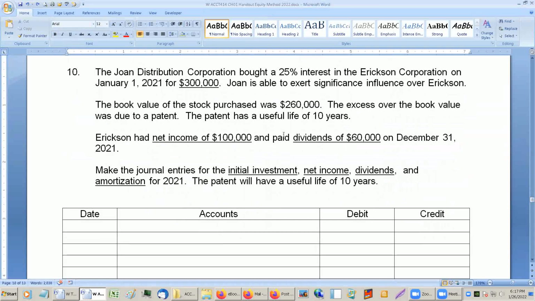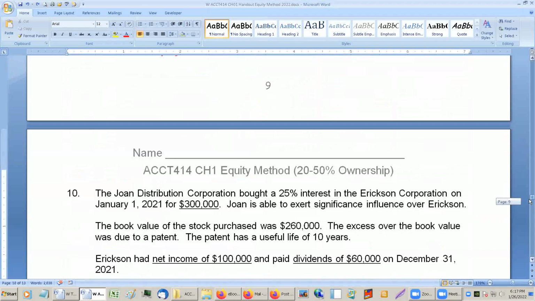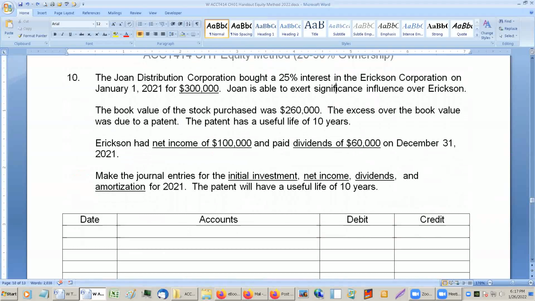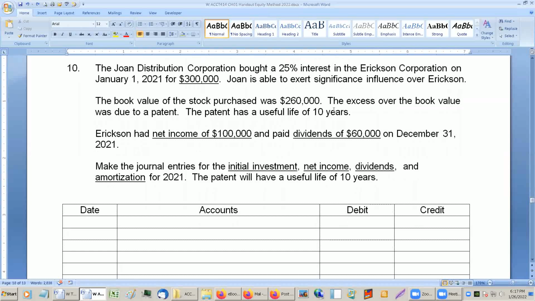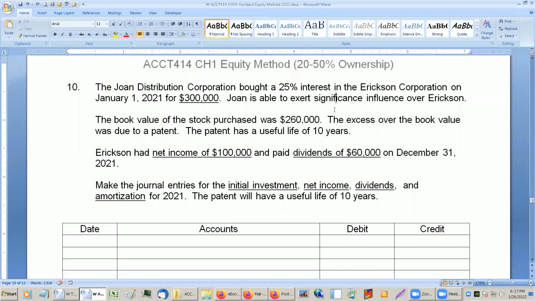Okay, so anyway, this is a similar one that came off the CPA exam. And this one, you'll notice that they've kind of condensed it all for you. Instead of all this up here where you're calculating it all yourself, sometimes they say, okay, here's the stuff, what do you do with it? Let's do the easy parts first. Joan bought a 25% interest for $300,000. So we can certainly do that one.